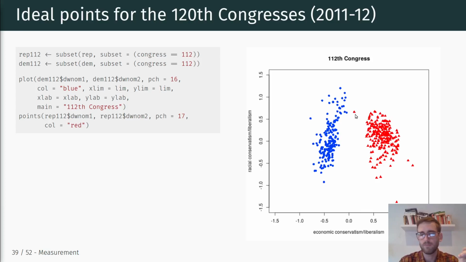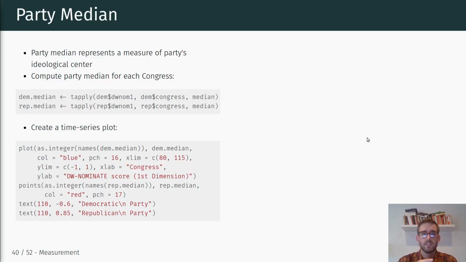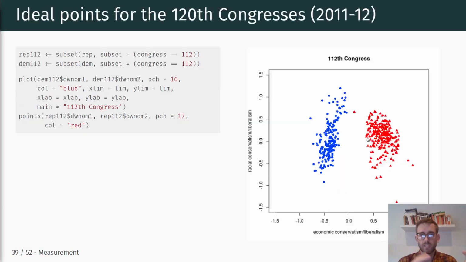So now we don't have any Republican congressmen that are more liberal than Democratic congressmen, and the other way around, we have no conservative Democrats who are more conservative than liberal Republicans. Okay. So this is looking at the overall distribution.